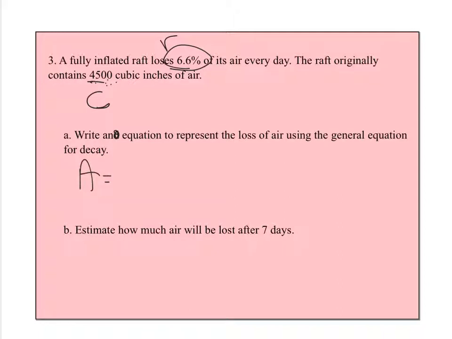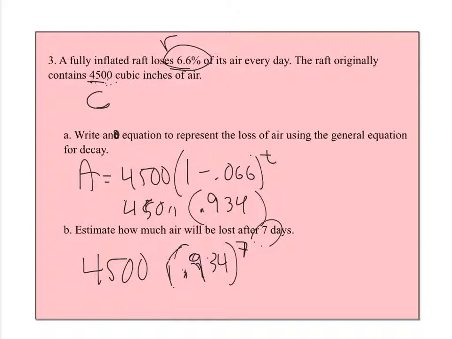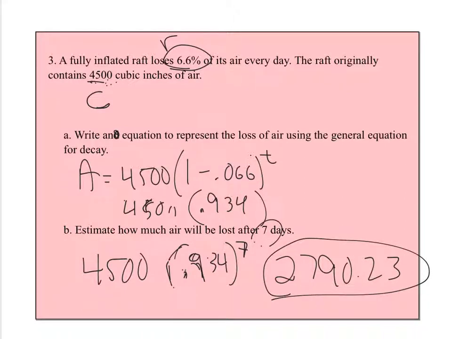So this is going to be how much air is in there. So it's going to be the initial amount of 4,500 times 1 minus 0.066 to the power of T. Okay, so when I throw this in there, 1 minus 0.066 is going to give me 0.934. So after 7 days, well, I take 0.934 raised to the 7th power, and I multiply it times 4,500. So 0.934 raised to the 7th times 4,500. So after 7 days, it's only got 2,790.23 cubic inches of air.